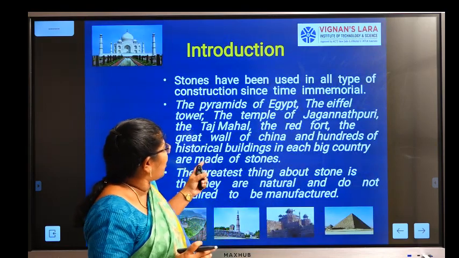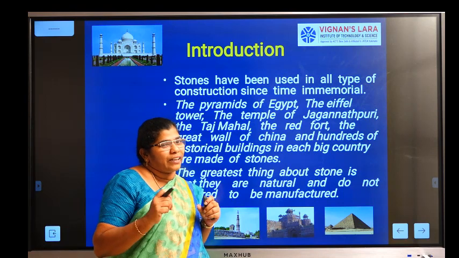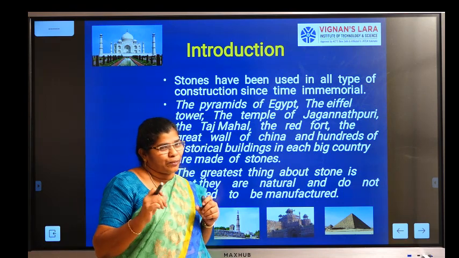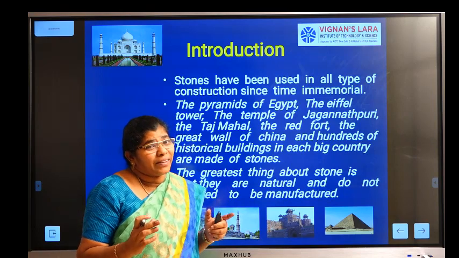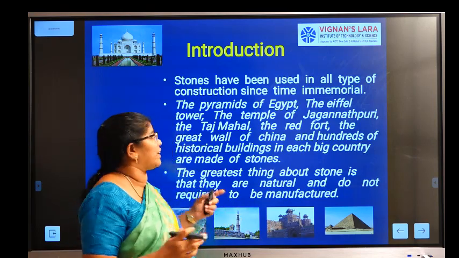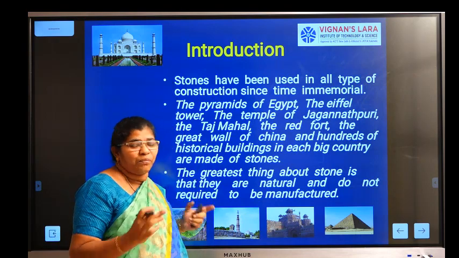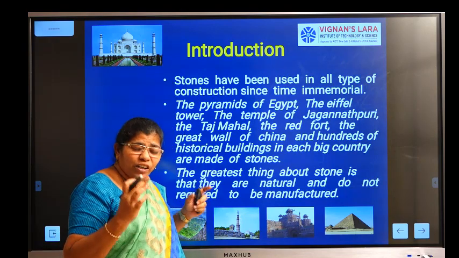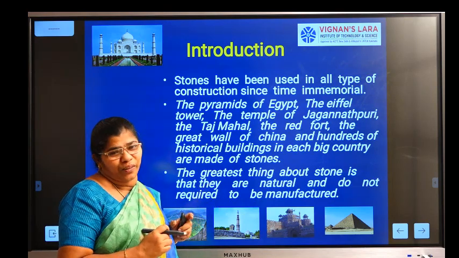Then I will give an introduction about the stone. When you think of the stone, what will come into mind? For my mind, I will think about the marble building, the Taj Mahal, the world wonder. You can see here the Taj Mahal. It is a stone building. Almost all the 7 wonders of the world are made up of stones only.